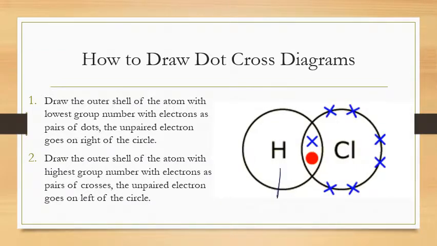So hydrogen, of course, is in group 1, so it's going to go on the left, and the unpaired electron goes on the right of the circle as a dot. And then we have chlorine, which of course is in group 7, so it's going to have all its paired up electrons in the circle, and the only one which is unpaired goes to the left of the circle.